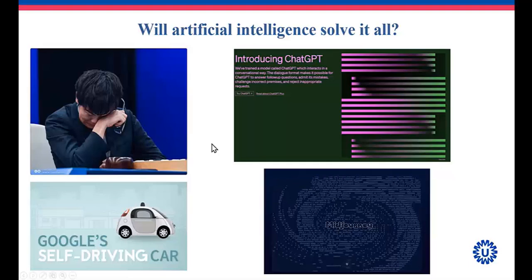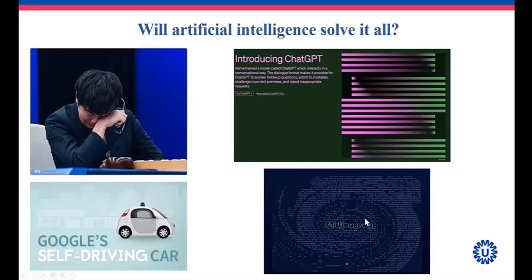Now, one of the big advantages of AI could be that this can help to solve these type of problems. I'm quite sure that you've seen many examples of this. The Go player that is pretty desperate after losing to the AI. The Google self-driving car, in which AI plays a very important role. ChatGPT, I'm sure everybody has tried this. It is amazing what this produces.